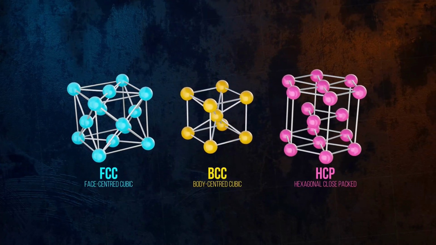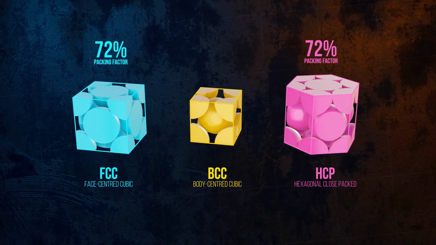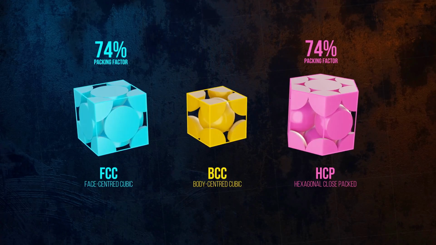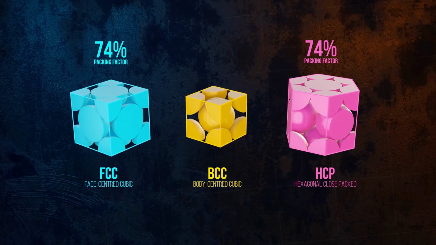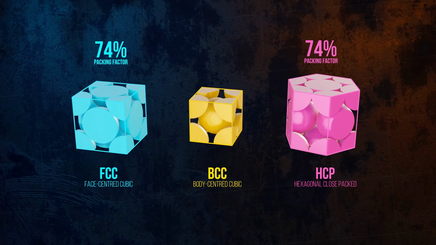Both the FCC and the HCP structures have a packing factor of 74%, meaning that the atoms occupy 74% of the total volume of the unit cell. The BCC structure is slightly less closely packed, with a packing factor of 68%. The close packing of the atoms is one of the reasons metals have much higher densities than most other materials.